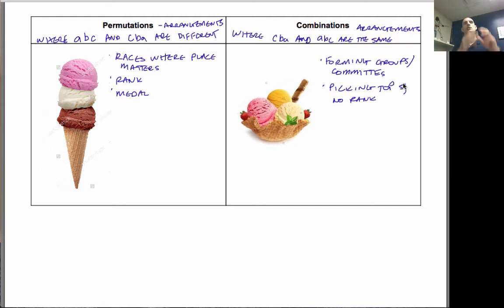Permutations is where the order is distinct and you're ranking things and there's a specific way they have to be arranged. Combinations is more like we have this group, you're part of the group, you're good. Here's what the formulas look like.